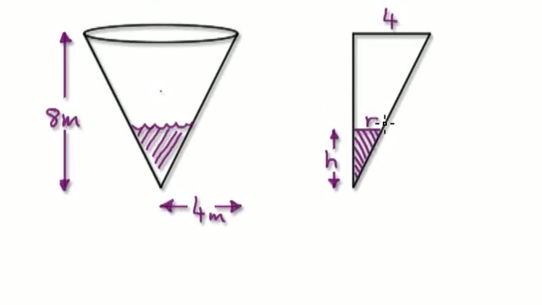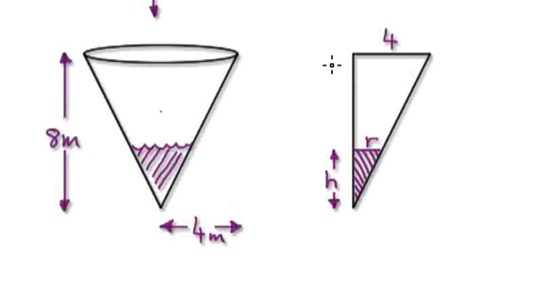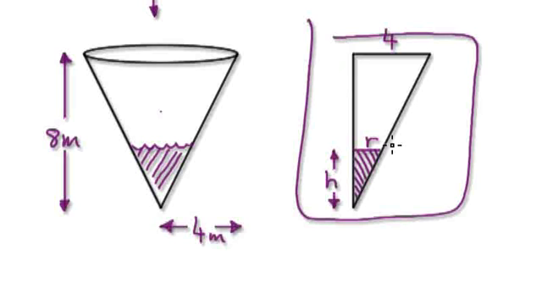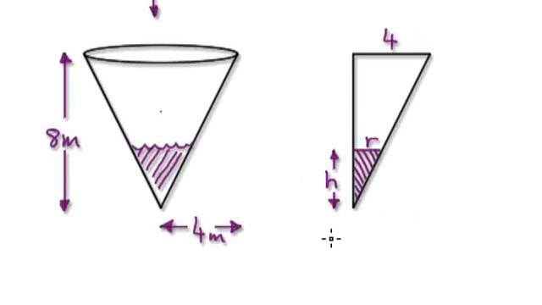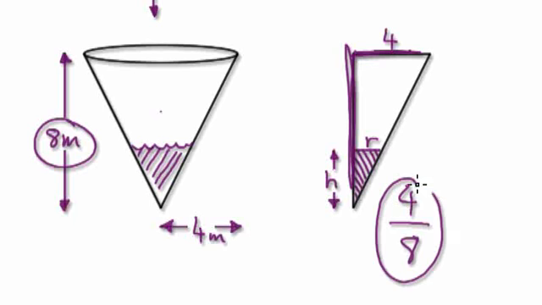Okay. So going back to here, when given the volume, you've got a volume and you've got the H. You're trying to get rid of the radius, so you need to find a way to bypass the radius. And the way you do that is to look at this triangle here. So if you look at the ratio, 4 over 8, from this cone here, the height is 8, okay?